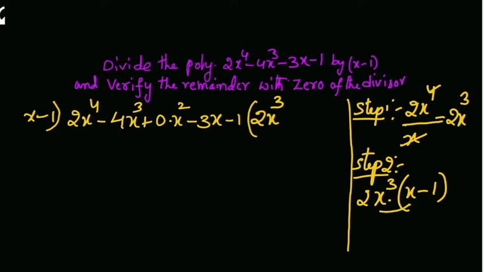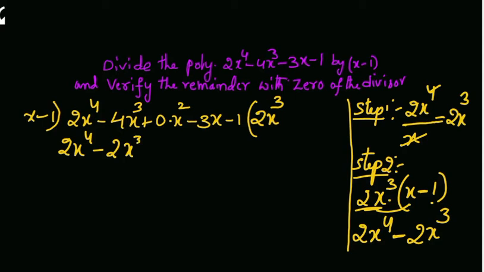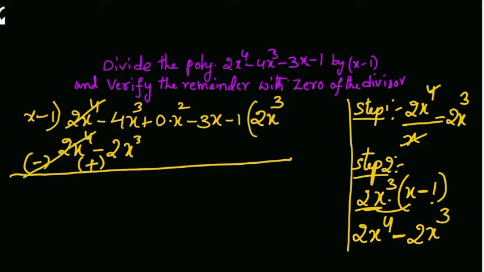2x cube into x first. So that becomes 2x power 4, and plus into minus, minus 2x cube into 1. So it becomes minus 2x cube. Just write those here. That becomes 2x power 4 minus 2x cube. After that, we have to subtract these two. We have to change the symbols. The plus 2x power 4 becomes minus, and here minus 2x cube becomes plus. So 2x power 4 minus 2x power 4 will get cancelled.